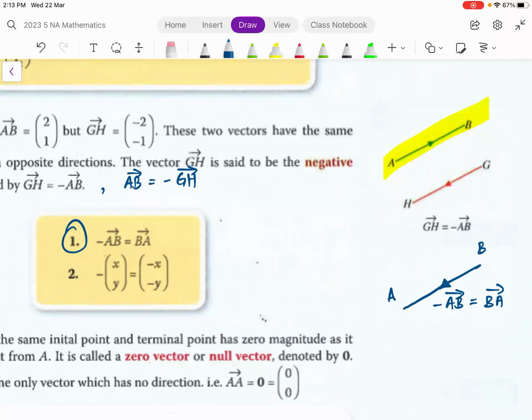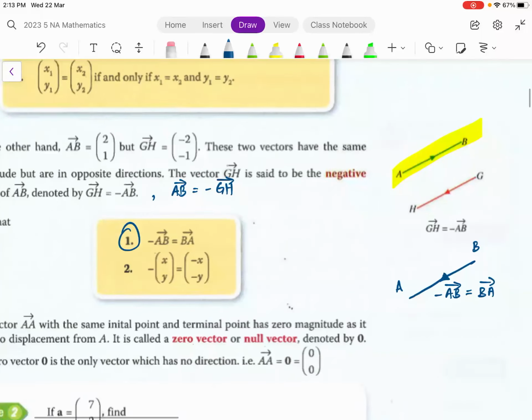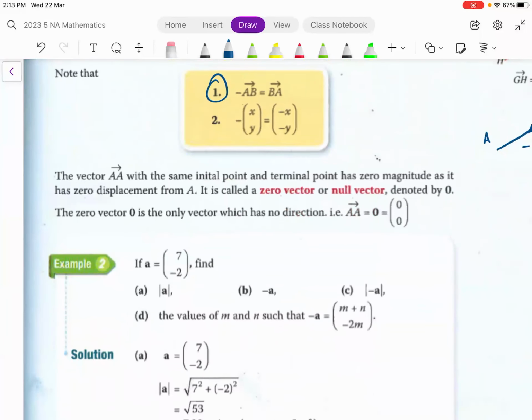Ending, starting. So we covered equal vectors, we covered negative vectors. And then the last one, zero vector means start point and end point are the same. It is known as a zero vector, also known as a null vector. So over here, zero vector, they both are zero also. Okay, it's the only vector which has no direction. The magnitude is also 0.